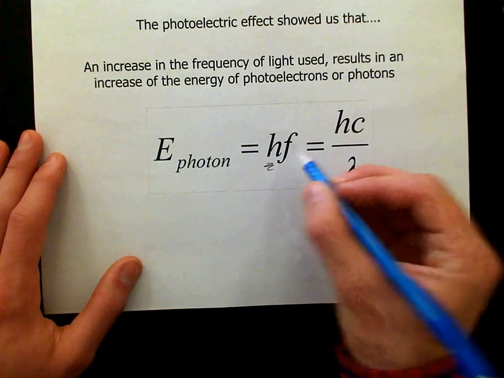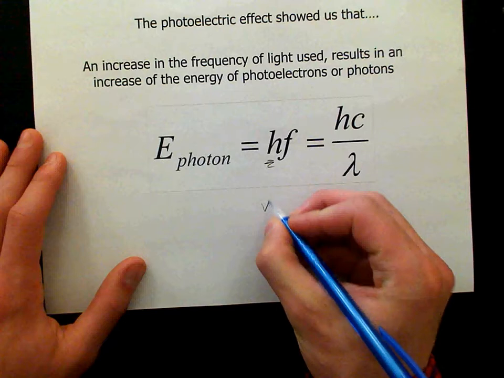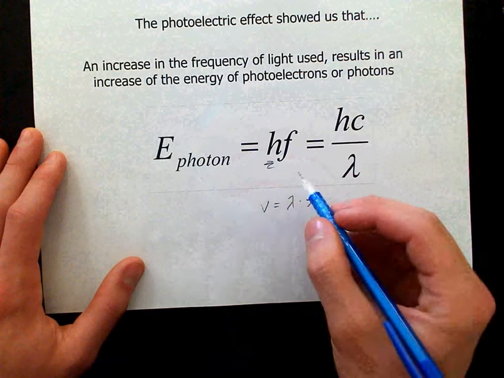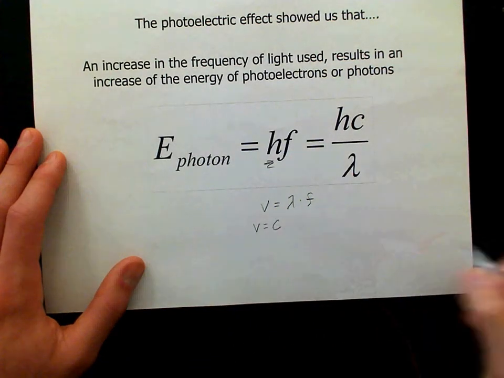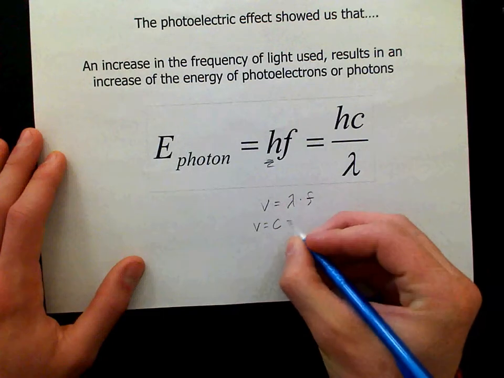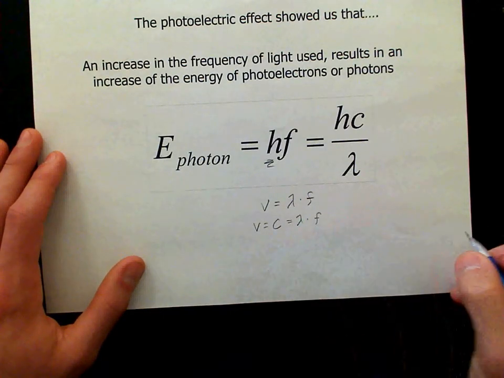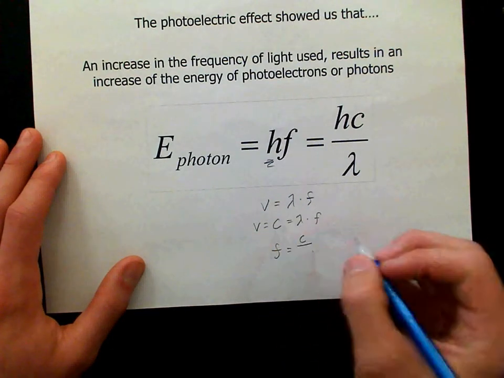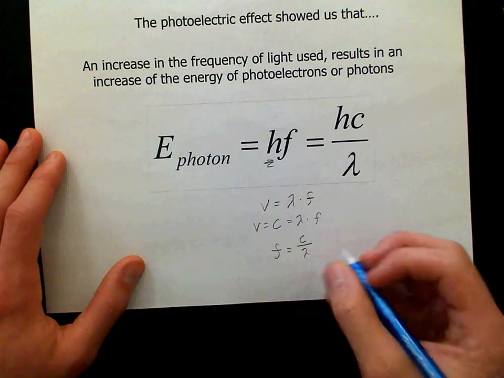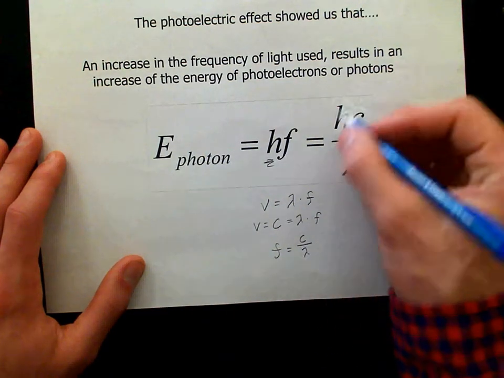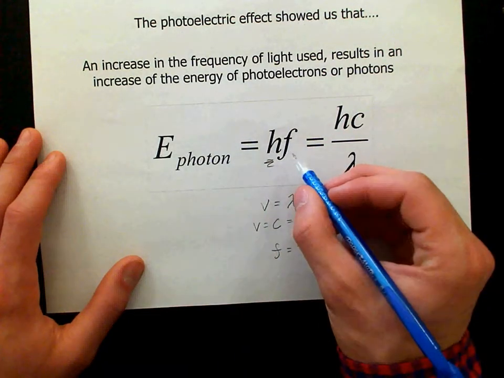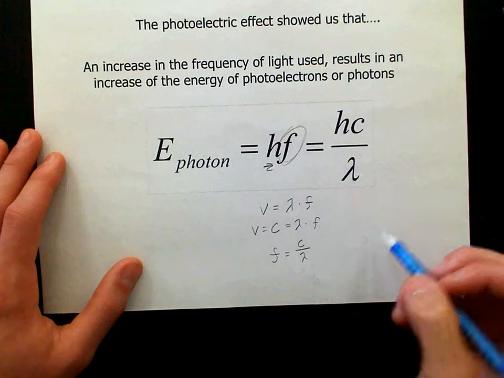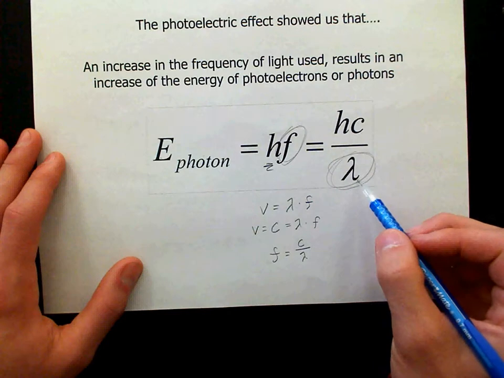And if we break apart frequency, we know that velocity is equal to wavelength times frequency. Well, for all light, we know that velocity is equal to c. So c equals wavelength times frequency. If we bring frequency on its own, frequency is equal to the speed of light divided by its wavelength. So we take this and make the substitution. Now we have two separate equations to figure out the energy of a photon. If they give us the frequency, we use this equation. If they give us the wavelength, we use this equation.